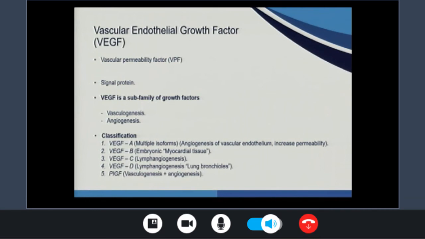And there are 5 major classes of VEGF. They include VEGF-A, which is the most famous and has multiple isoforms, and it is involved in the angiogenesis of the vascular endothelium, and it can increase permeability, and it is also a pro-inflammatory factor. VEGF type B is involved in the embryonic vasculature of the myocardial tissue. VEGF type C and D are involved in lymphangiogenesis. Placental growth factor is involved in vasculogenesis and angiogenesis. And from the classes and description here, you can see that VEGF type A and placental growth factor are the main mediators that are targeted by anti-vascular endothelial growth factors.